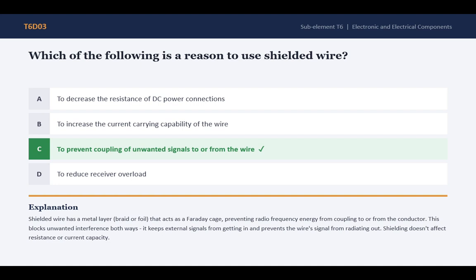Which of the following is a reason to use shielded wire? C. To prevent coupling of unwanted signals to or from the wire. Shielded wire has a metal layer, braid or foil, that acts like a Faraday cage, preventing radio frequency energy from coupling to or from the conductor. This blocks unwanted interference both ways. It keeps external signals from getting in and prevents the wire signal from radiating out. Shielding doesn't affect resistance or current capacity.